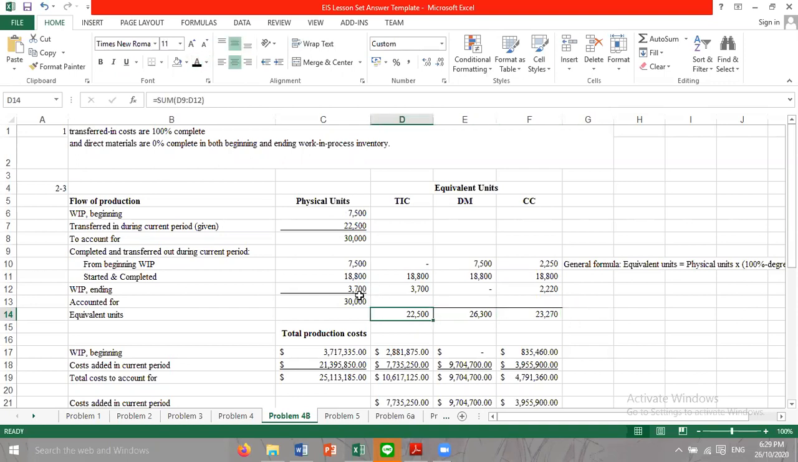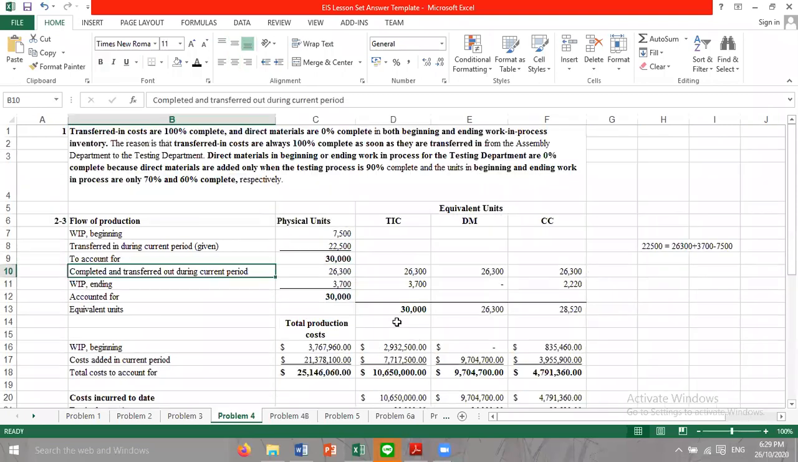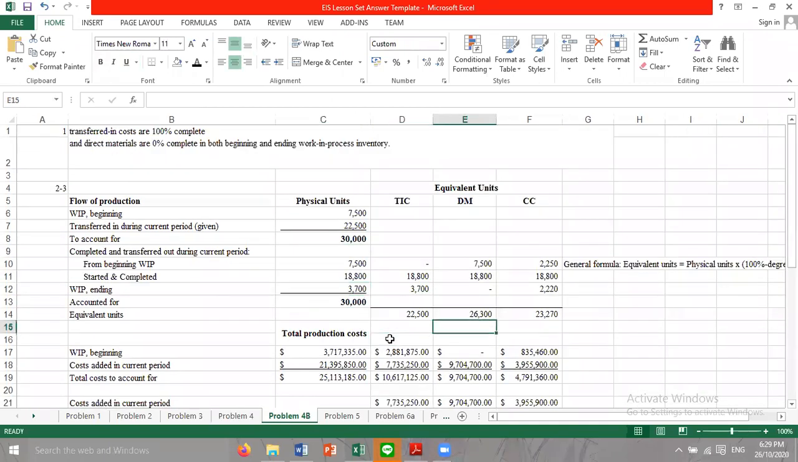Just a reminder, the amount of units to account for and accounted for needs to be the same. However, unlike weighted average, in FIFO, the equivalent units for transferred in cost does not necessarily have to equal the accounted for or to account for. But in weighted average, it has to be equal. Here, 3,000, 3,000. Okay, so that's for FIFO.